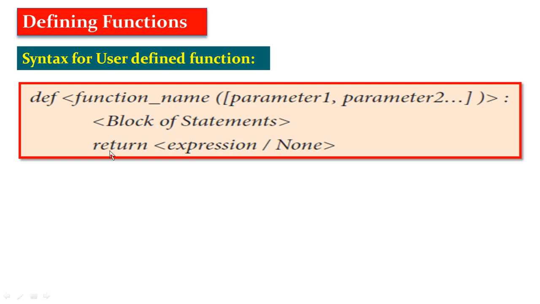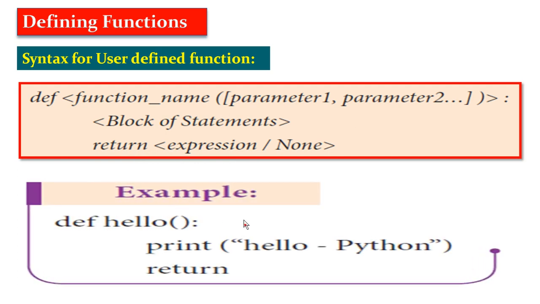At last, the return statement is placed. After the execution of these statements, the return statement returns the control to the called section. The return transfers the control to the called section. We can use an expression also here: return expression, for example, return sum, return x, return y, etc. For example, def hello, print hello Python, return.